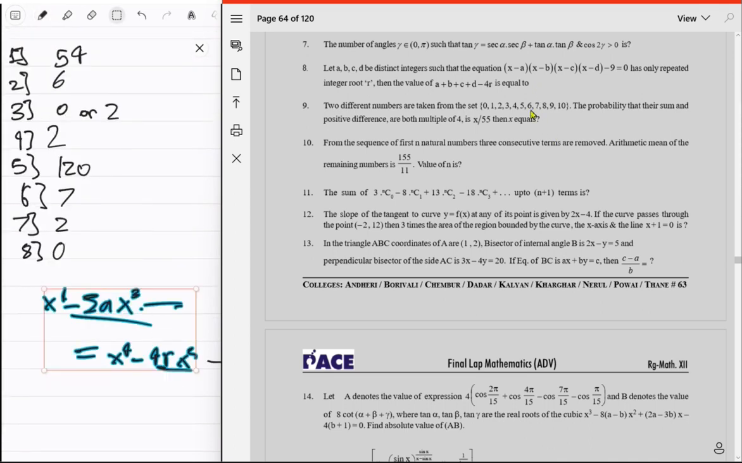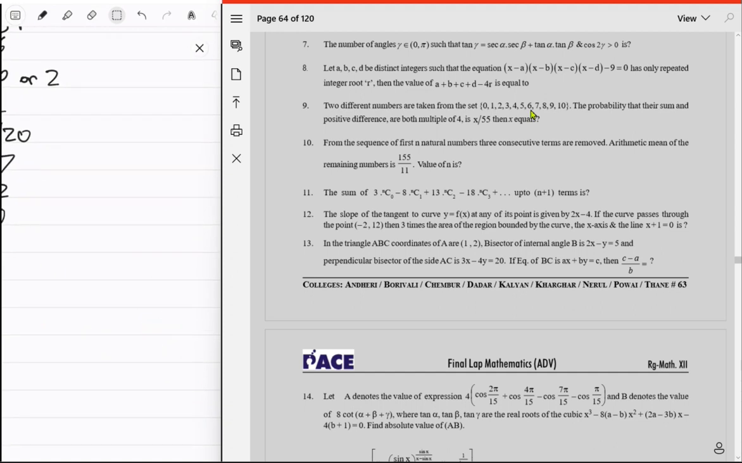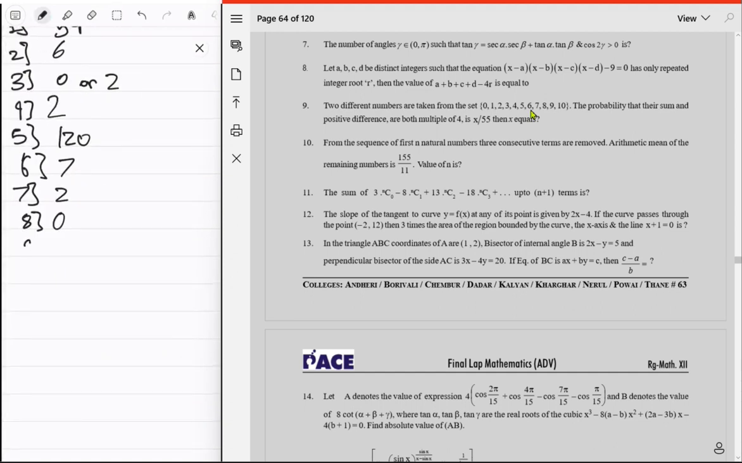But this is strange, because what if you have only 2 repetitions? 9th. Okay, two different numbers are taken from this set. The probability that their sum and positive difference are both multiples of 4 is x upon 55, and x equals. Sum and positive difference. You take two numbers from the set, sum and positive difference multiples of 4 is x upon 55, and x equals.